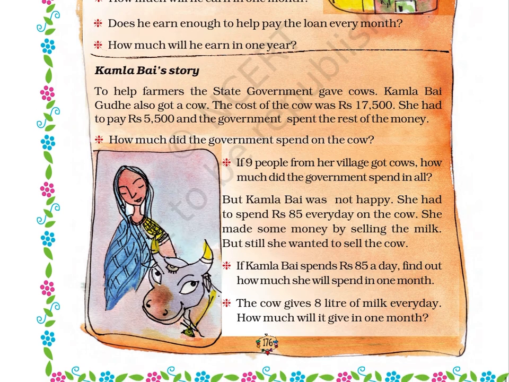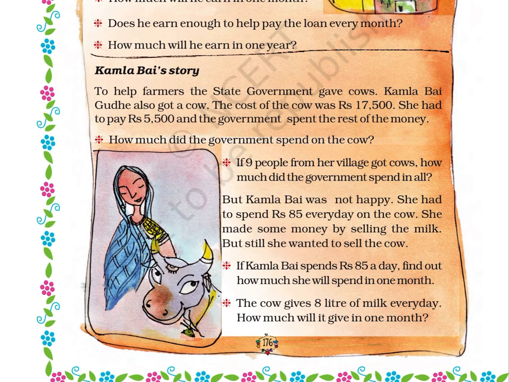The cost of the cow was rupees 17,500. She had to pay rupees 5,500 and the government spent the rest of the money. How much did the government spend on the cow? If 9 people from her village got cows, how much did the government spend in all? On the bottom left of the page, we have a picture of Kamla Bai and her cow.